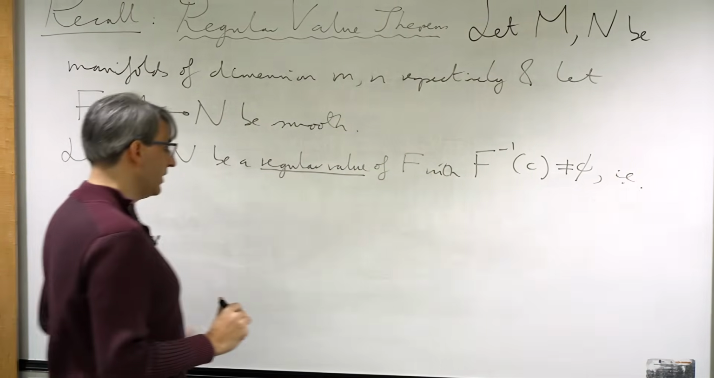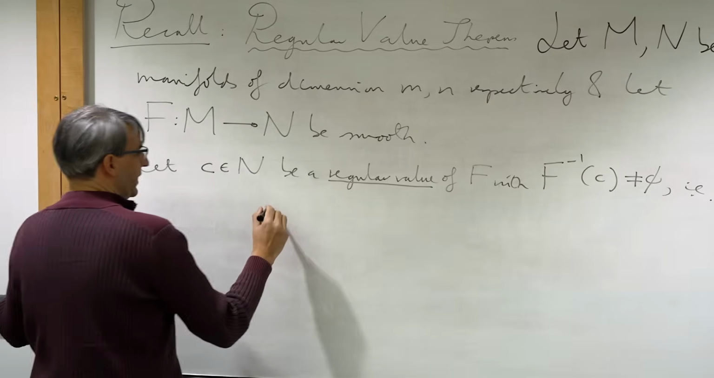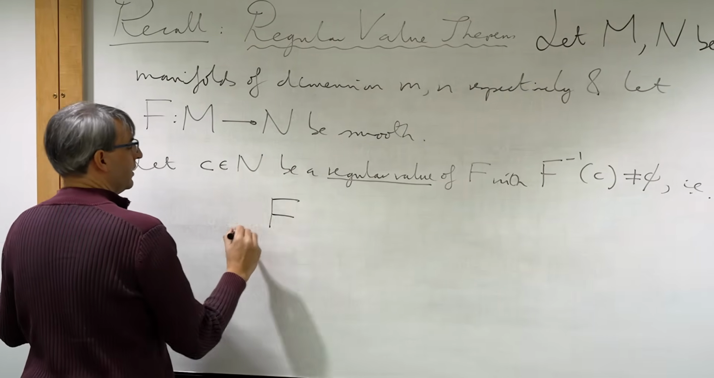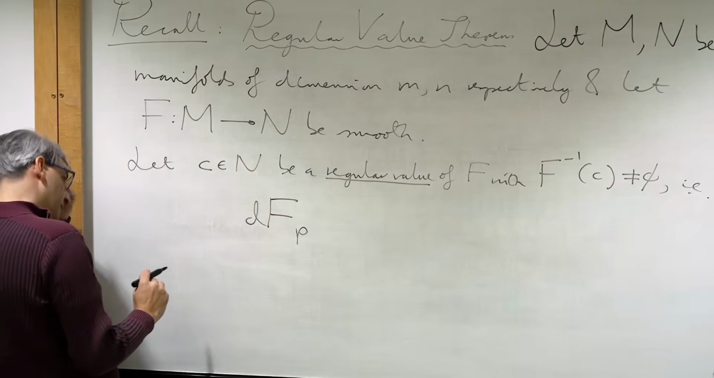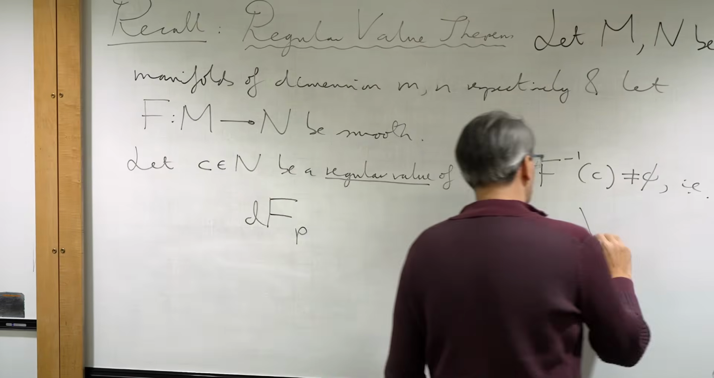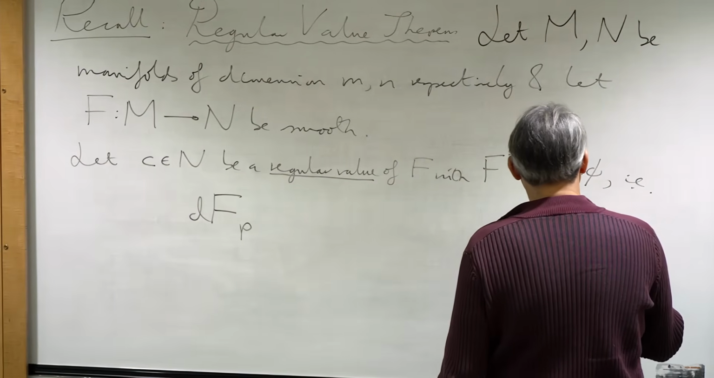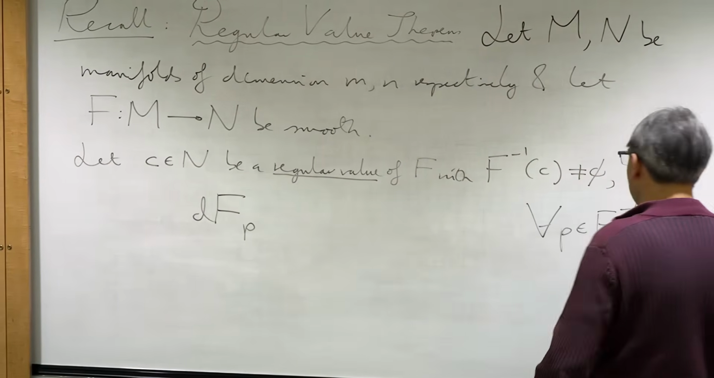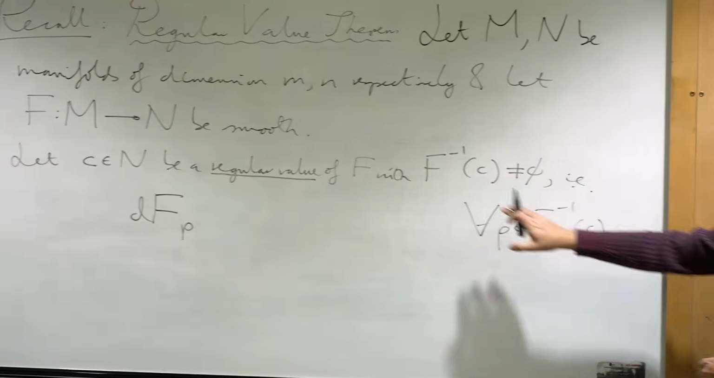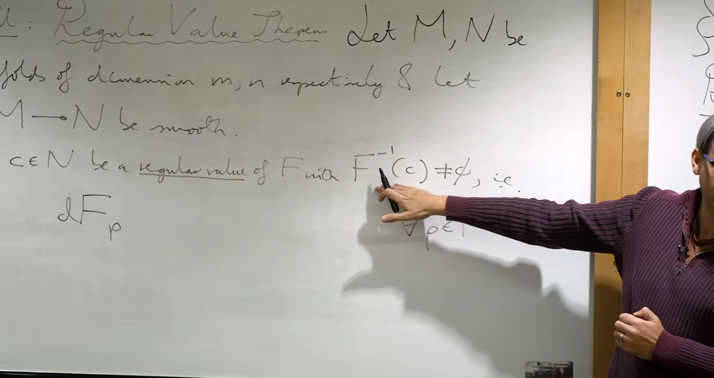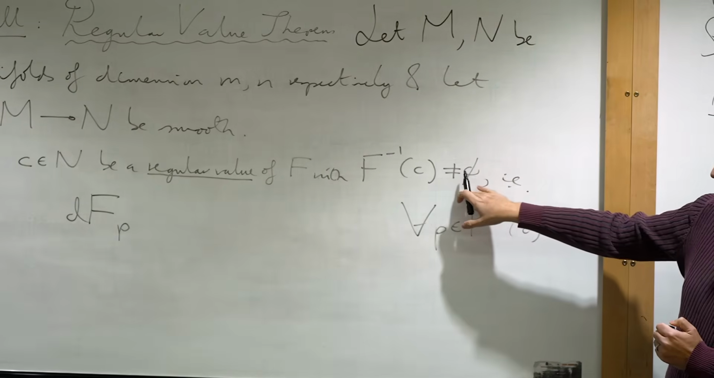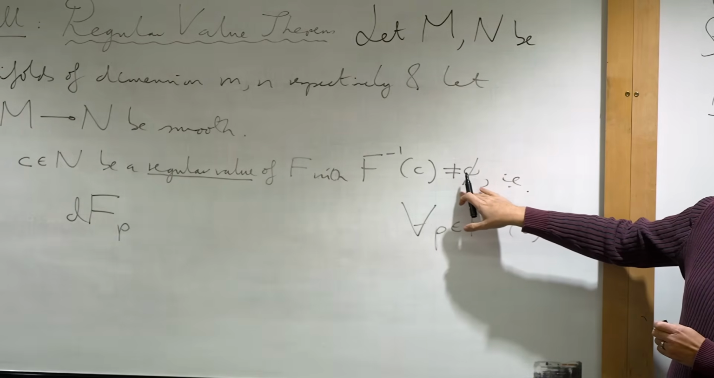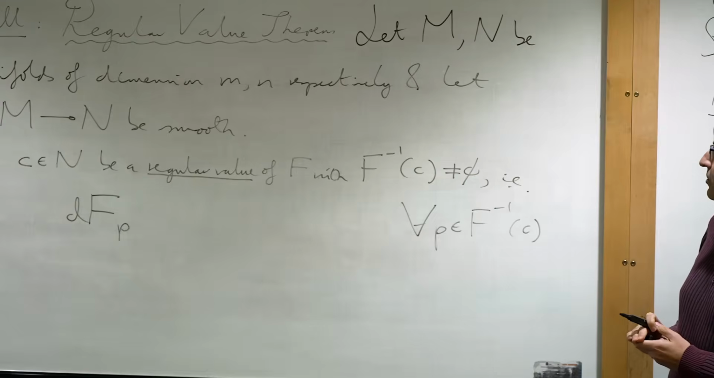what I want is that if I take my map F and I differentiate it at any point p, and this is going to be all the points in this level set of F. Okay, so this is some subset of M, right? This thing, the preimage of c. I want to look at all of the points in that subset. That's why I want it to be non-empty. Otherwise, I'm not checking anything. So I can do this.